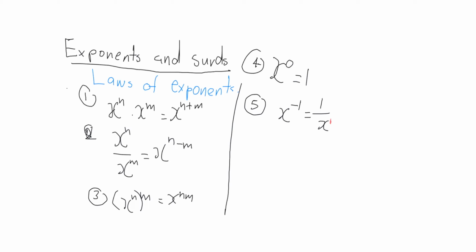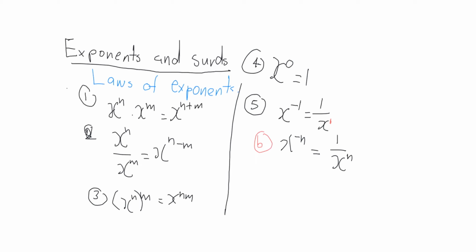Now let's look at our sixth law. Let's say you are given x to the power of -n. This is going to be equal to 1 over x to the power of n, which means a negative exponent can also be written as 1 over x to the power of n, as a positive exponent.